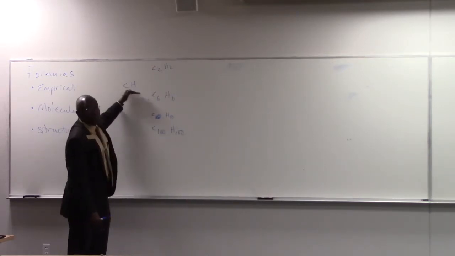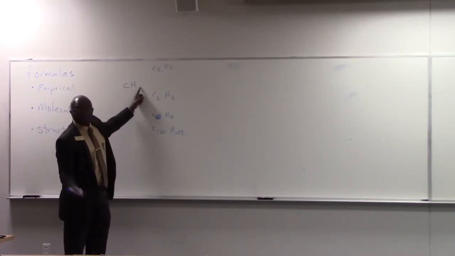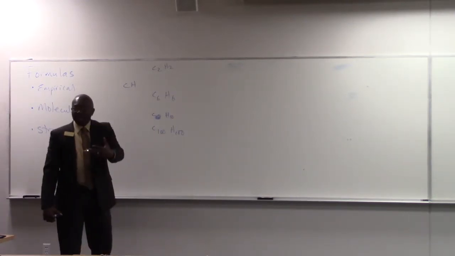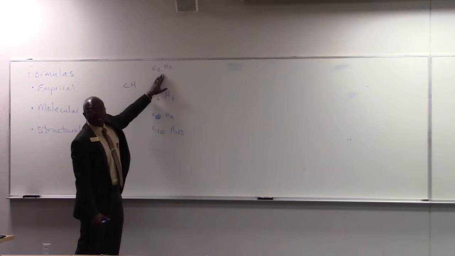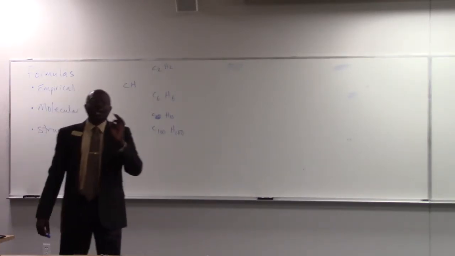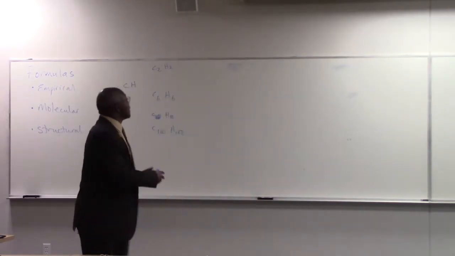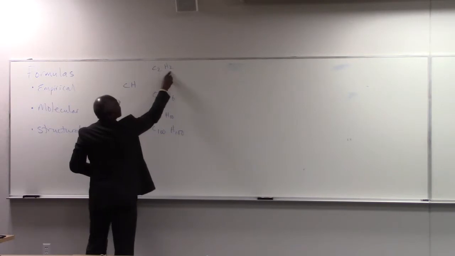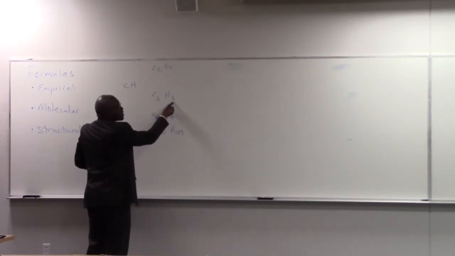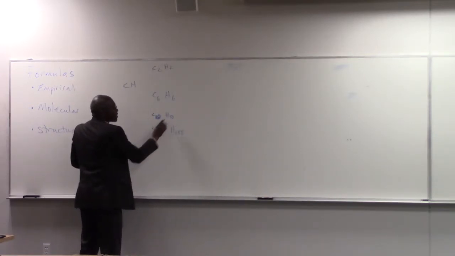So CH is empirical, just H and C in a 1-to-1 ratio in this particular case. More information I can glean if I knew the molecular formula. The molecular formula tells me not just which elements are present, but in exactly how much. So I know I can have 2 carbons and 2 H's. That's a molecular formula. 6 carbons, 6 H's, that's a different molecular formula. 10 carbons, 10 H's, and so on.